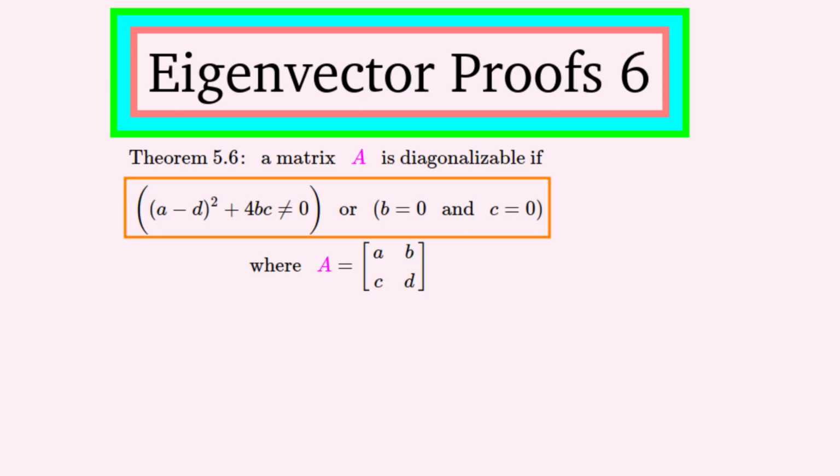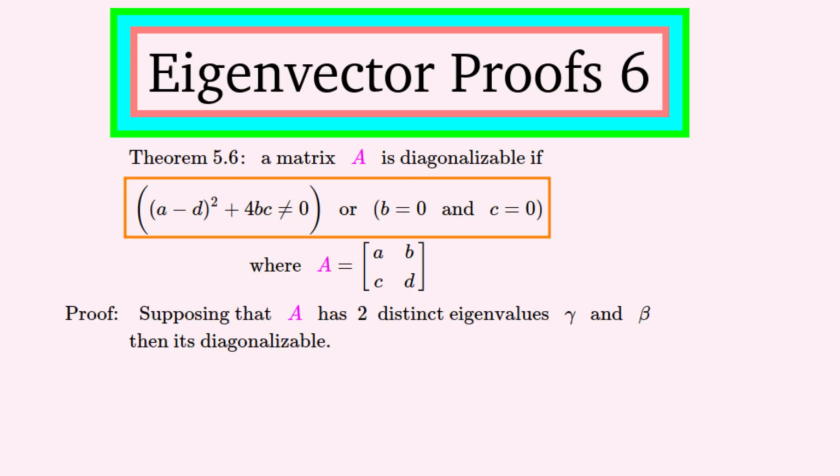We would like all matrices to be diagonalizable, because it would make all of the mathematics a lot easier. But mathematical reality isn't always what we'd like it to be. So let's start this proof.